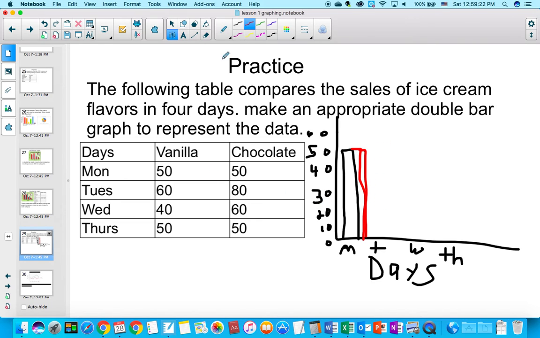And then for Tuesday, again, for vanilla, we have 60. So we go to here. And then we have red for 80, which would be way up there. And then you'd have Wednesday, and you have these two graphs next to each other, so you can make comparisons for each of the two graphs.